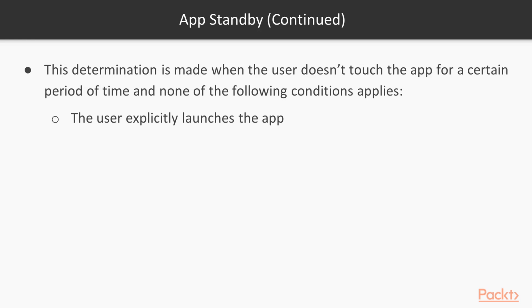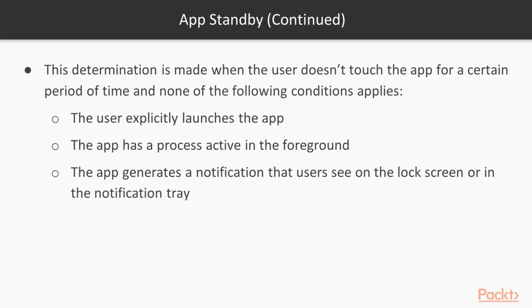The first condition is that the user explicitly launches the app, so doing this would turn off App Standby. The app has a process currently in the foreground, meaning an activity basically. So if you have an activity in the foreground, meaning it's being used, again, App Standby will not kick in. The app generates a notification that users see on the lock screen or in the notification tray. So if your application has a notification and it was on standby, App Standby will then stop. Or the app is an active device admin app, which is unlikely, but if that's the case, then App Standby never runs for admin apps. So one of these four conditions needs to be met in order for App Standby to not kick in.